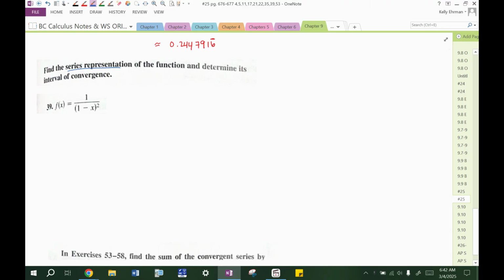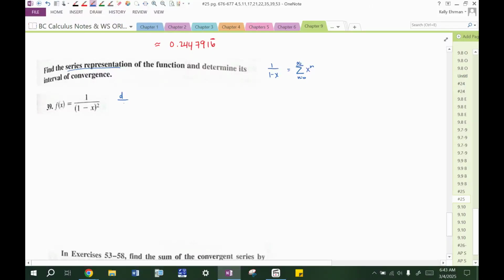Remember, we do have a series for 1 over 1 minus x. We know this. 1 over 1 minus x is our geometric series that we memorized. Its a value is 1 and its r is x. So this is just x to the n. So how is 1 over 1 minus x related to 1 over 1 minus x squared? They are related in that they're derivatives. So this f of x is the derivative of 1 over 1 minus x.